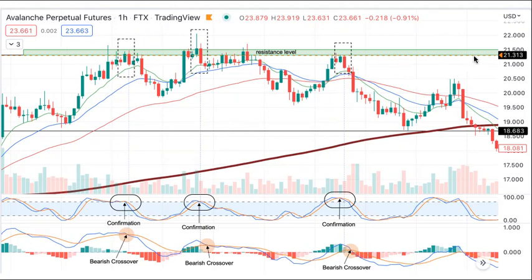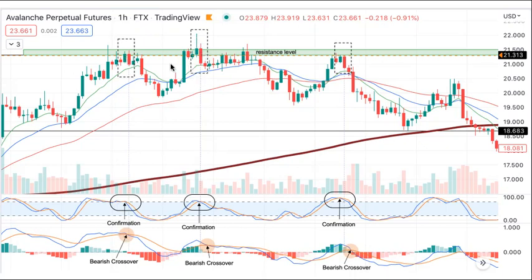So once you have identified the resistance levels, wait for the price to hit your resistance level. See whether it is a bearish engulfing candlestick. If it is, good. Then look down. See whether the stochastic RSI is going down. If yes, good. Look down some more. See whether there's a bearish crossover. If yes, go in. That's it. No emotions. Okay, enter.